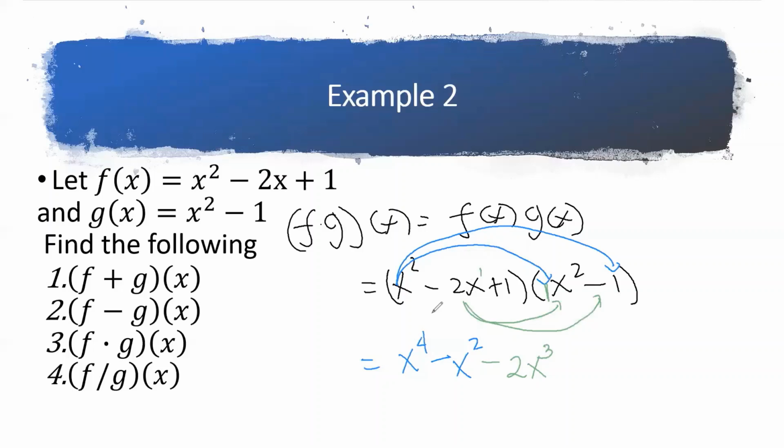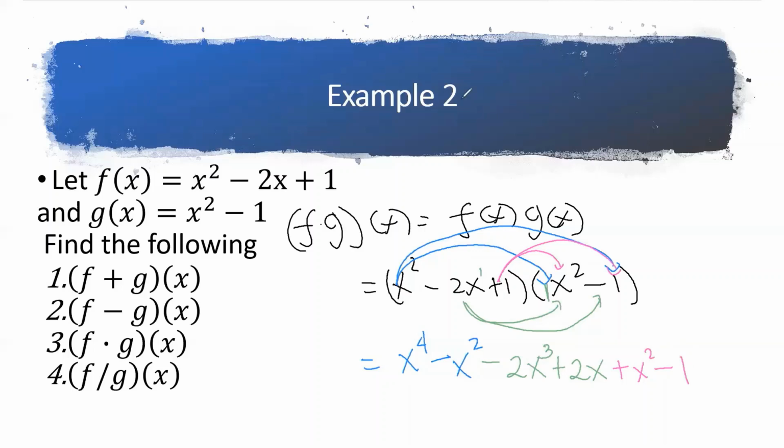Next, we have negative 2x times negative 1. So negative times negative is positive. Then any number multiplied by 1 is itself. So we have 2x. And the last one, we have this 1 times x squared. So this is x squared. And 1 times negative 1 is negative 1.